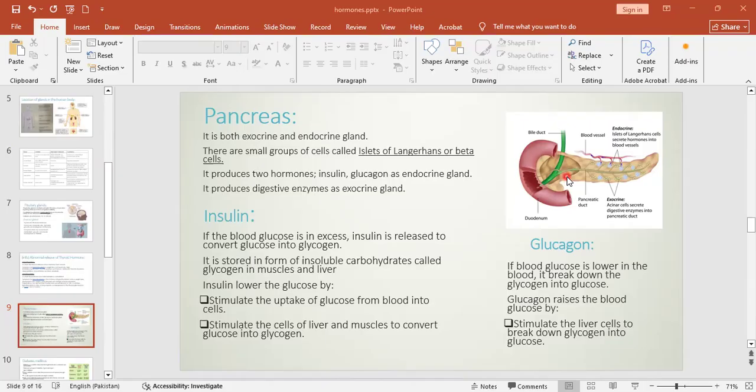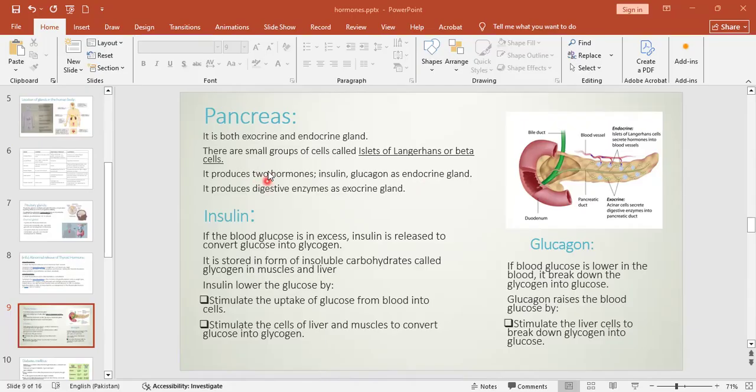Remember, you have two amylases in the body, right? One is the salivary amylase in the mouth, and another is the pancreatic amylase in your pancreas. And both have a different pH as well. Pancreatic amylase works at pH 8, and salivary amylase works at pH 7. Okay, now our main focus is how it is acting as an endocrine gland.